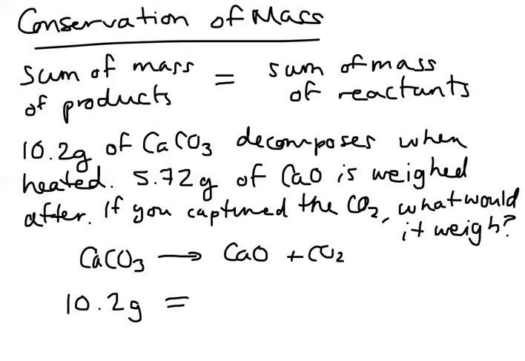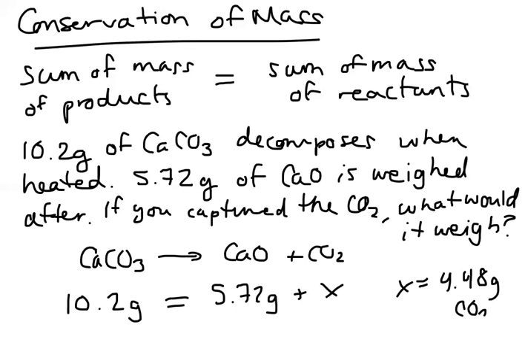I have 5.72 grams of CaO, and I need to figure out how many grams of CO2. So what do? Algebra. You subtract 5.72 grams from each side, and X is equal to 4.48 grams of CO2. You could go in and convert 10.2 grams of CaCO3 to grams of CO2, but you don't have to. This is a really simple problem in terms of setting it algebraically.